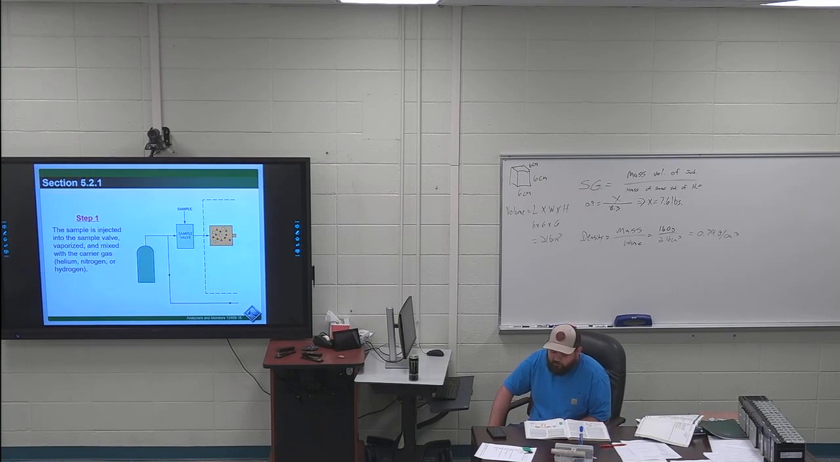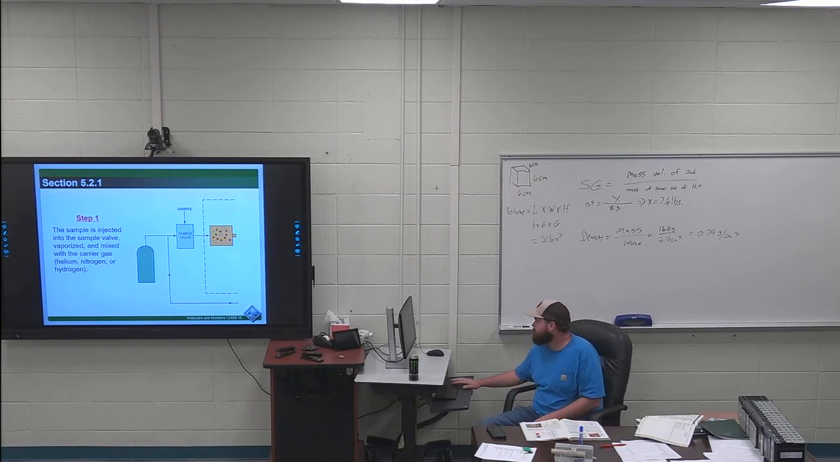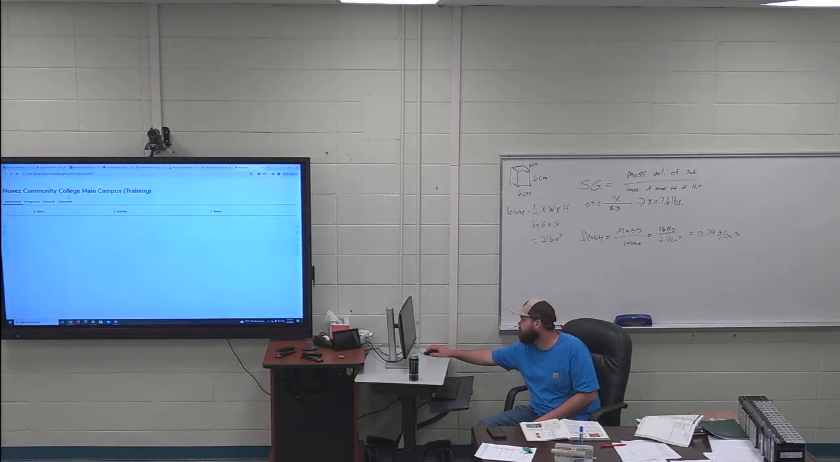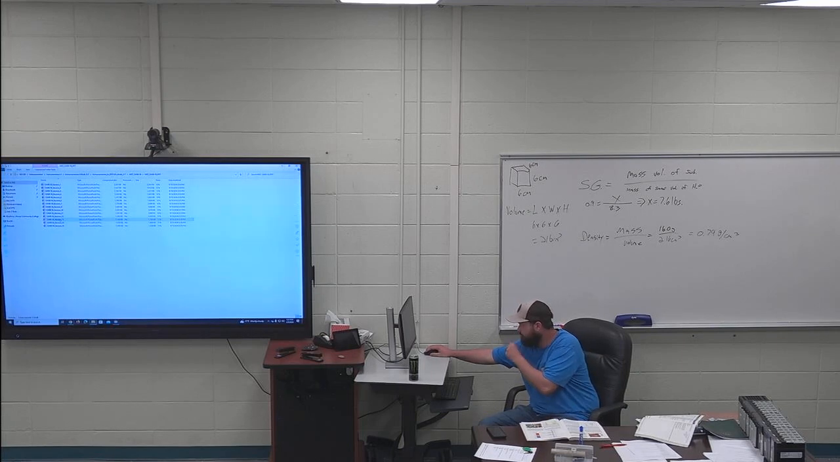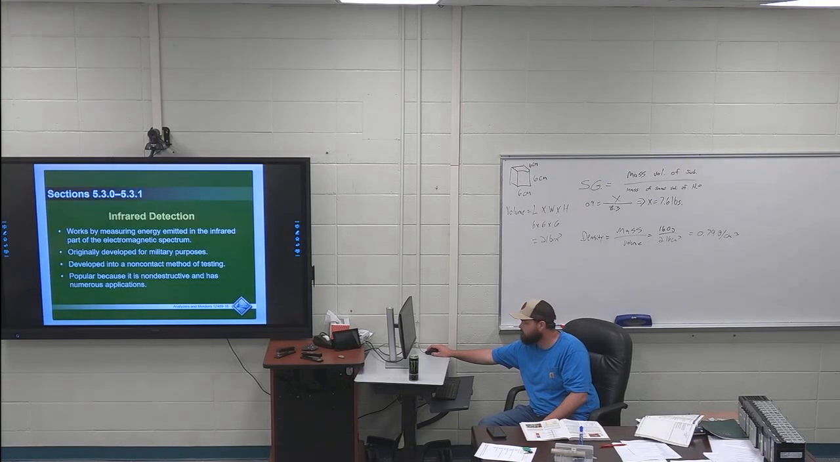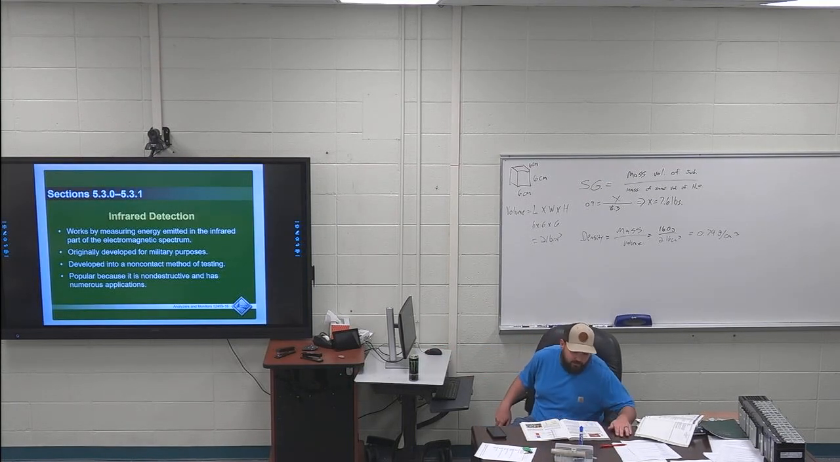Packed columns have been replaced by capillary columns. Capillary column is basically a very long tube which generally has a very small inside diameter. Page 40, 530. Measuring infrared radiation. 531, basic theory.